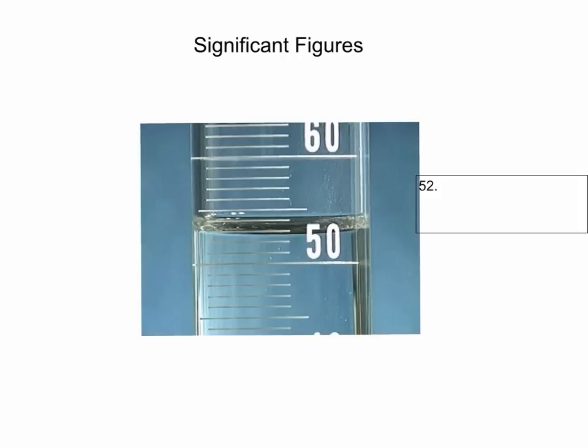I'm going to estimate that number, and I'm going to say, well, it's really close to 53, so it's probably 52.9 milliliters. Again, this is an estimated value. This last number at the end is always estimated. The measuring device didn't tell us that. We had to take our best guess. And this last number limits our precision.